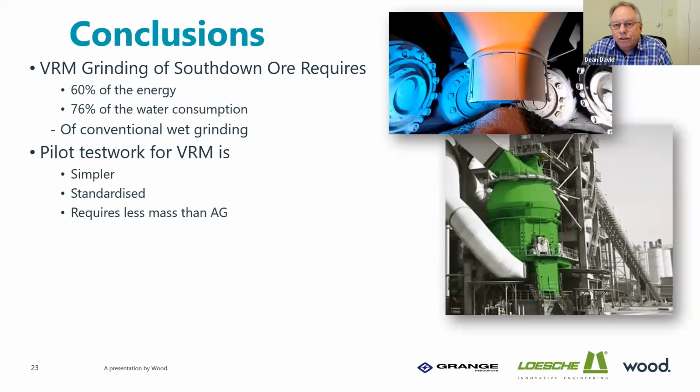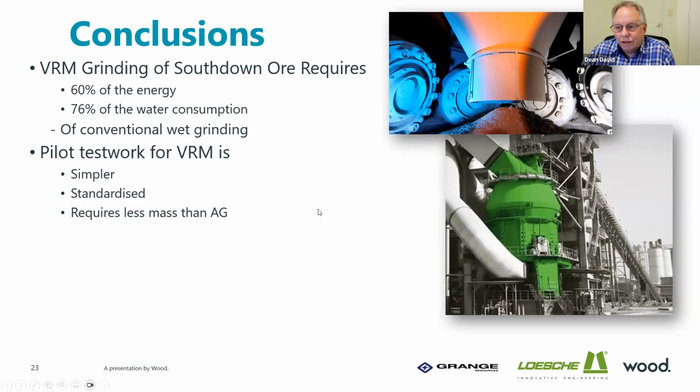So conclusions. The VRM grinding only requires 60% of the energy as we measured with these two pilot arrangements treating exactly the same ore. And you can have 76% of the water consumption of a conventional wet grinding circuit in this environment. You obviously can't get these sort of water consumption reductions if you're not rejecting a dry non-mag.